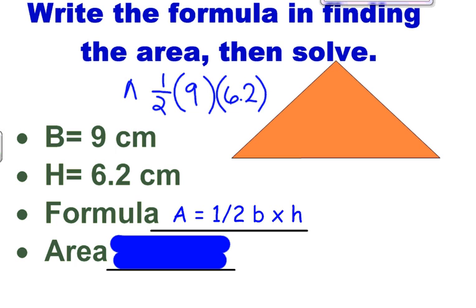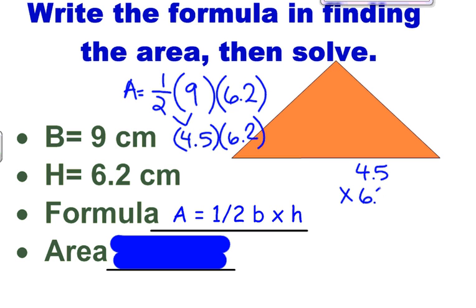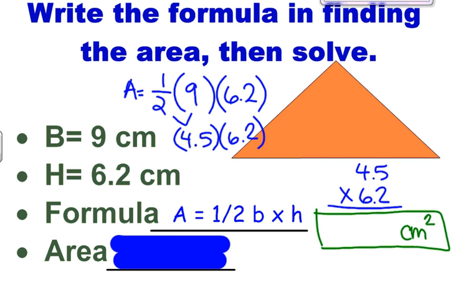Now we know that we can do many different ways here to come up with the answer. I'm going to do 1/2 times 9 in my head. I know that that's 4.5. So now I need to do 4.5 times 6.2. I'd like you to come up with an answer. Please make sure that your answer has units in it, and the units should be centimeters squared, because we're talking about area. I'm talking about how many squares would fit inside that triangle.